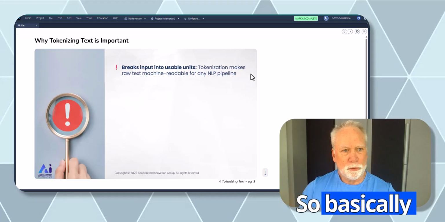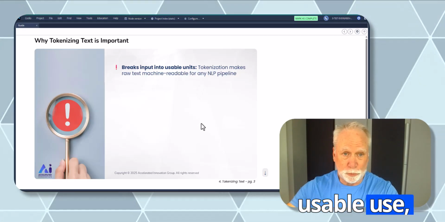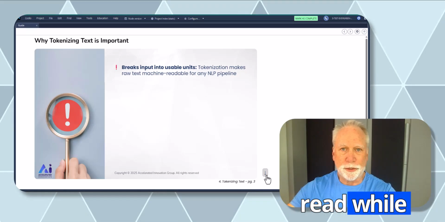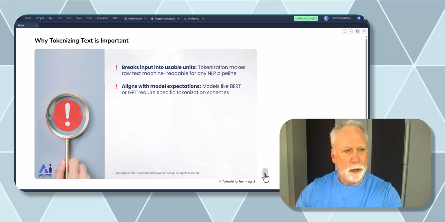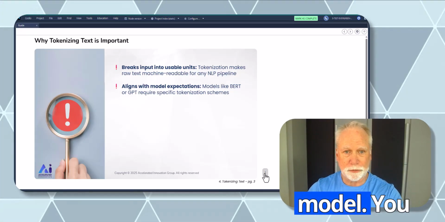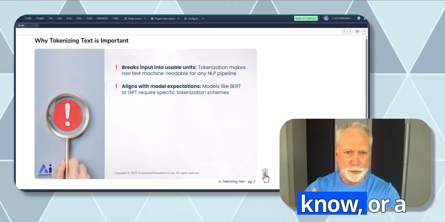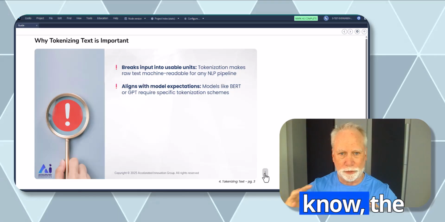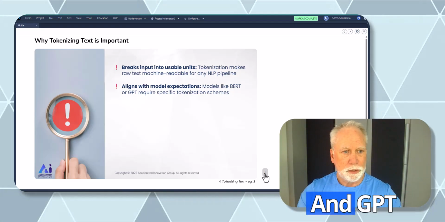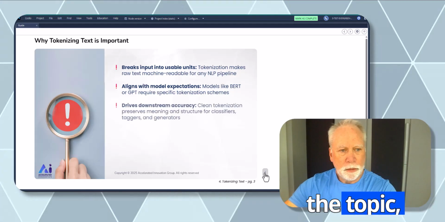All right. So basically, we want to break things into usable units, right? Tokenization makes it easier for the machine to read while we're in our pipeline. And then we have to make sure we align our tokenization with the expectations of the model. I mentioned with BERT, it's probably more whole word, working off a bag of words kind of tokenization concept. But the BERT model is more about classification, and GPT usually requires subword tokens, right?